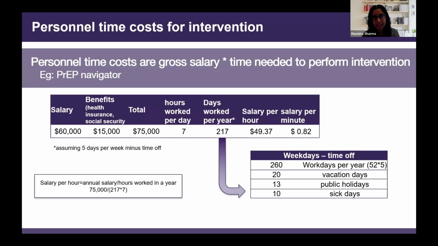And then you can calculate a salary per hour. So that's the annual salary divided by the hours you're working in that year. And so that's the days worked per year times the hours worked per day is the hours worked per year. And then you divide the total salary by it. And I have that on the bottom left. And so then when you get that, you can get the salary per hour. And then if you divide that further, you can get the salary per minute. So this individual costs 82 cents per minute.